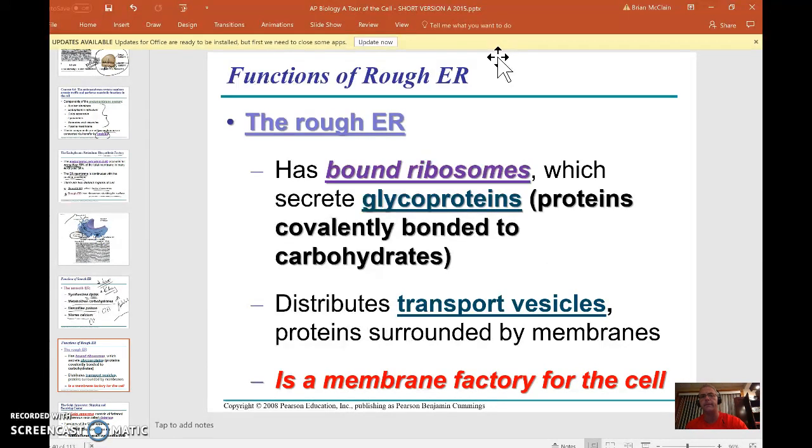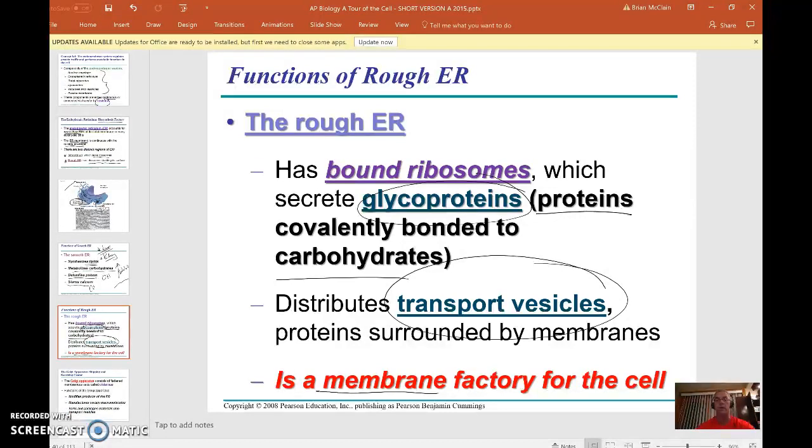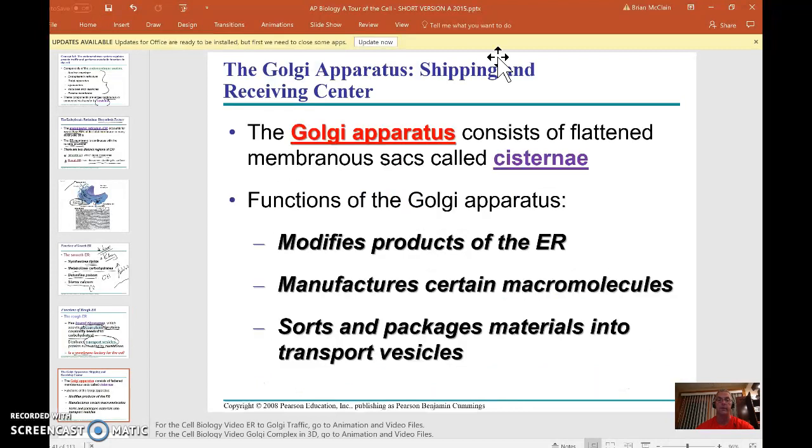From the rough ER standpoint, what we're going to find is that they're mostly responsible for making the proteins. And you see this word here, glycoproteins. What that's telling us is protein with sugar. Okay? We make the proteins, we modify them a little bit, we push them through that tunnel system, and then we distribute them in transport vesicles. So those proteins that are being released most often are either going to be part of the membrane of the cell, or they're going to be secreted. There are some other scenarios where they stay internally, but most of the time they're going out of the cell or becoming part of the membrane of the cell.